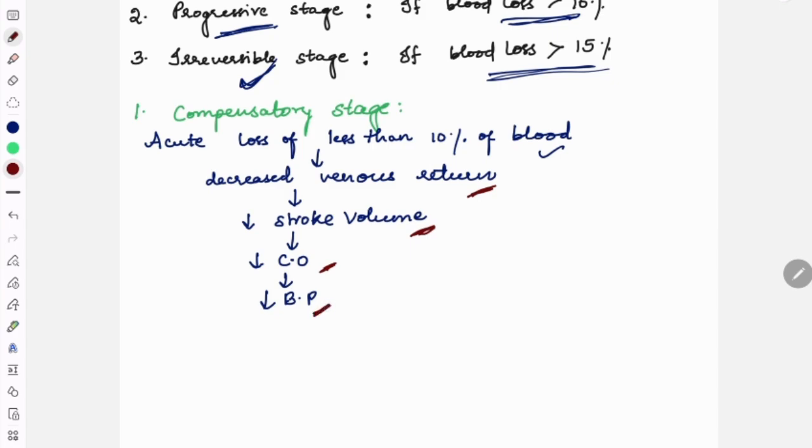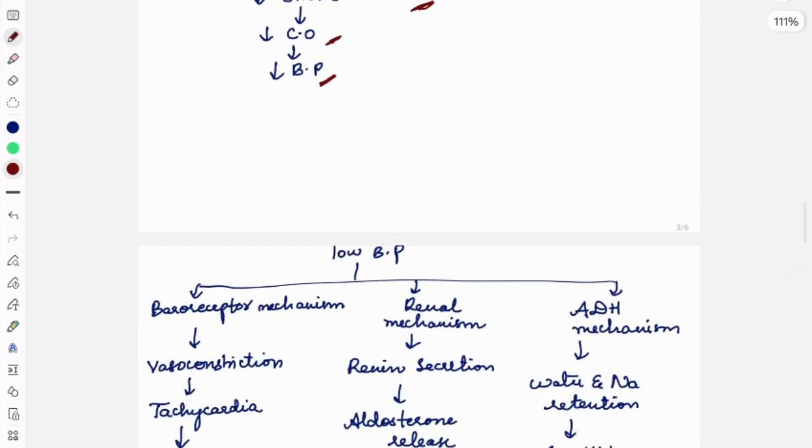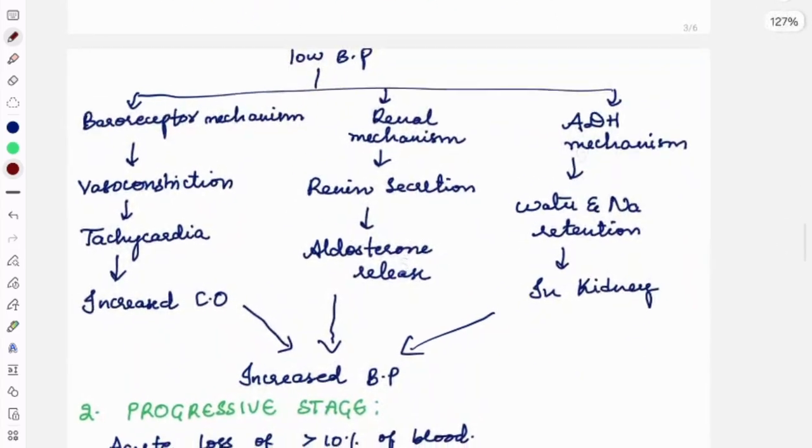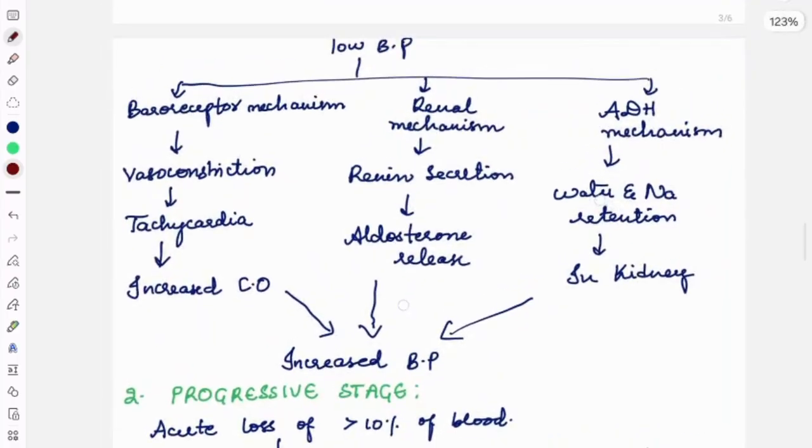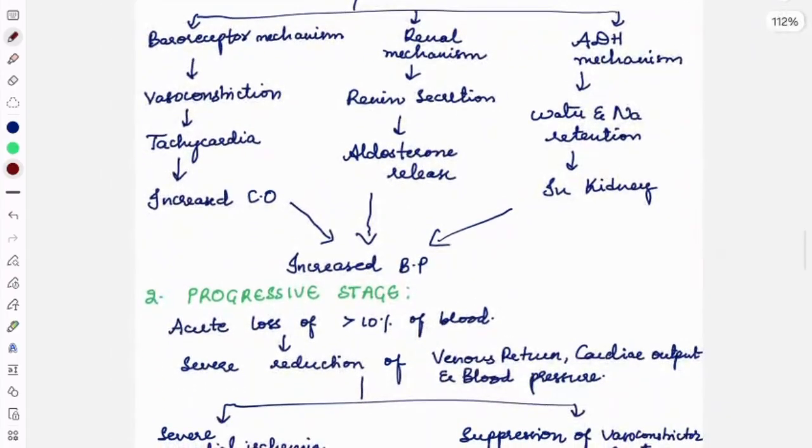This we have already discussed, like this is what occurs in shock. Now how this is compensated, that we need to know, right? It is compensated by this low BP. Whenever there is low BP, as we discussed in the BP video, the baroreceptor mechanism gets activated, the renal mechanism gets activated, and the ADH mechanism also gets activated.